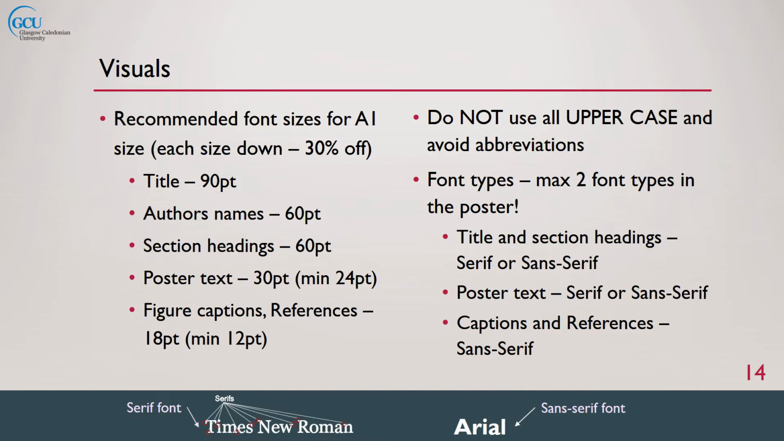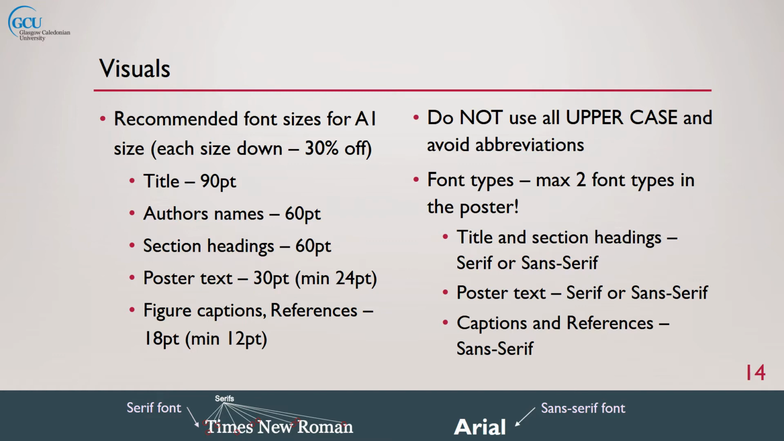In terms of the font types, you should use a maximum of 2 different types of fonts on your poster. It could be 1 or a maximum of 2. There are 2 main types of fonts: serif fonts and sans serif fonts. A Times New Roman font is an example of a serif font, where the serifs are all those little ornaments on the side of the letters.